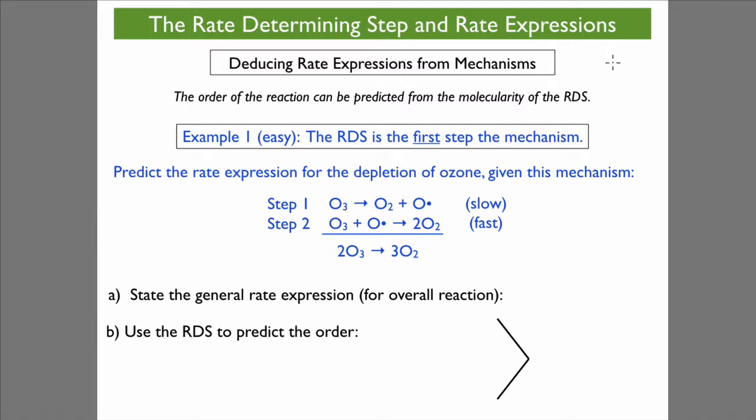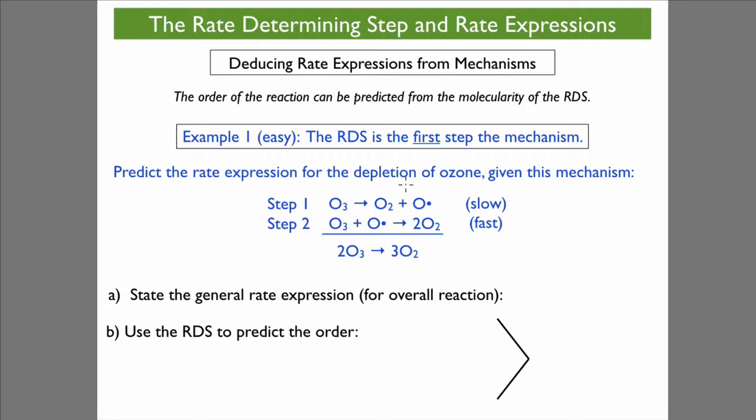Deducing the rate expressions for mechanisms. The order of the reaction can be predicted from the molecularity of the rate determining step. Example 1. The rate determining step is the first step of the mechanism. Predict the rate expression for the depletion of ozone given this mechanism. So example 1 is easy because the RDS is the first step.